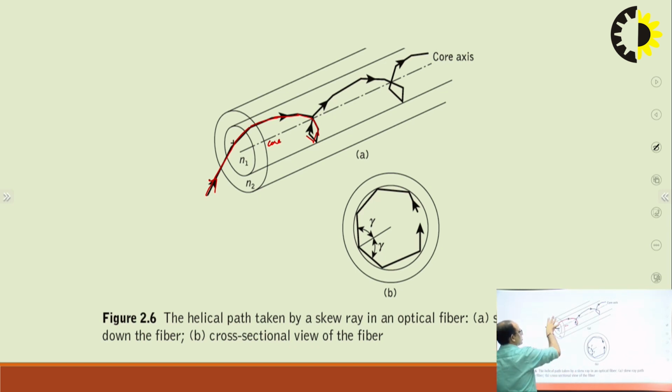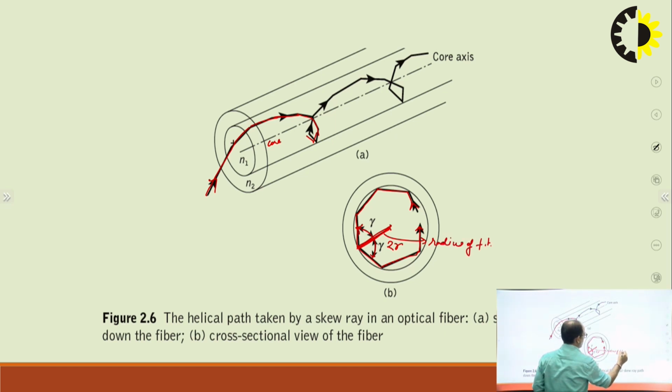If I take the cross sectional view of this optical fiber cable like this one, the ray will enter like this and will travel further down the optical fiber cable, and after each reflection the angle which it makes is equal to 2 gamma, where gamma is the angle which it makes with the core axis, and this one is the radius of the fiber core. Clear?